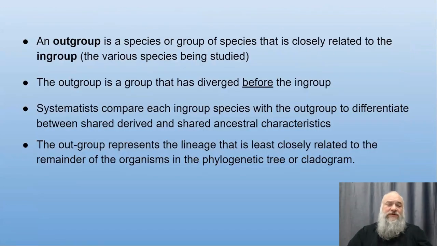An outgroup is a species or group of species that is closely related to the in-group. The in-group is the particular group you're looking at and studying. The outgroup is a species that's really close, but not in your group that you're studying. And we can use that outgroup to make comparisons, to see what diverged within our in-group and when.